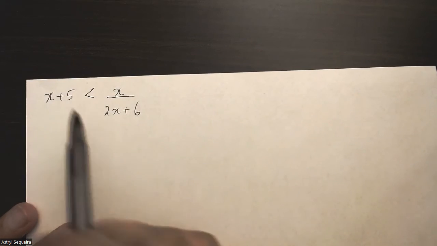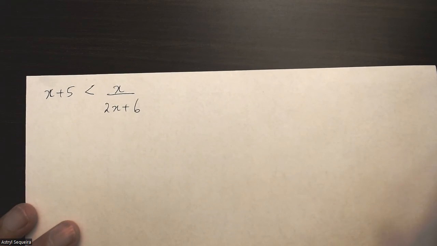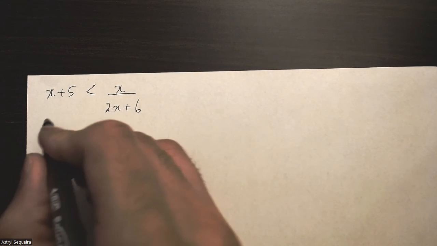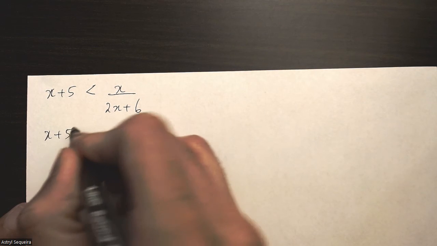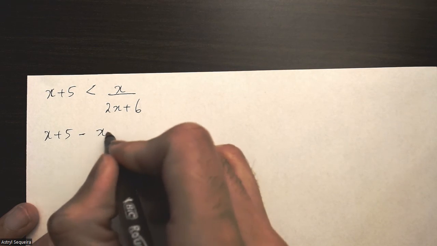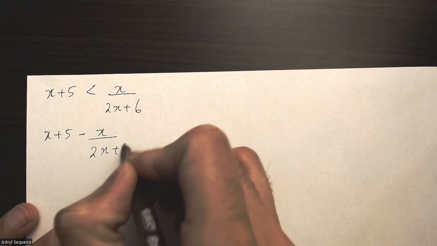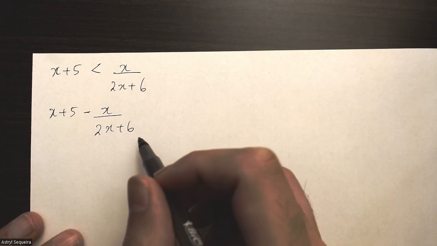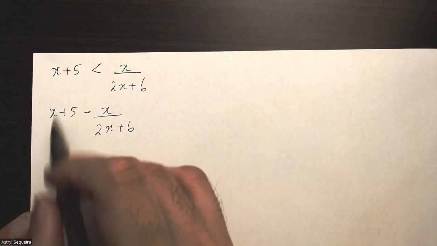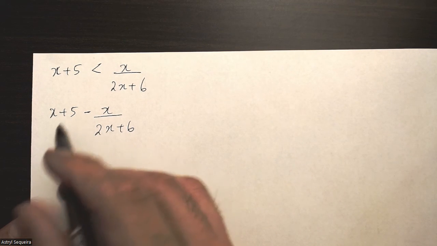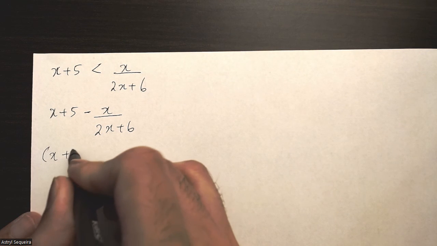Let's try this second question over here. Again, similar steps, just a bit of practice. Start by moving this to the other side. And then I'll make a common denominator. So I'm just going to multiply the top and bottom here by 2x plus 6.